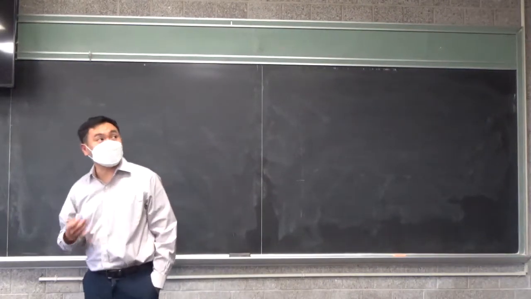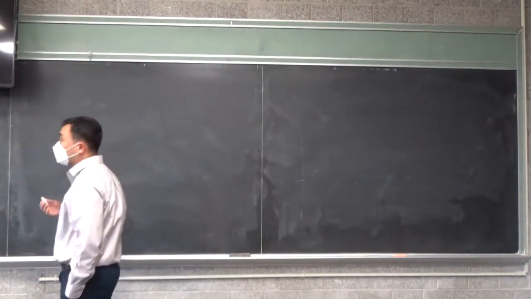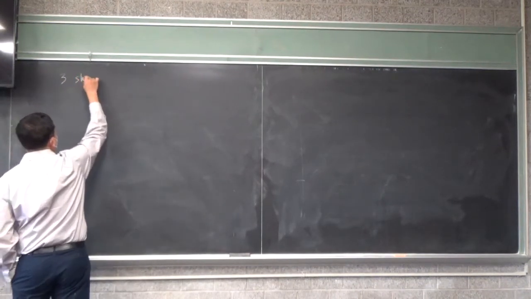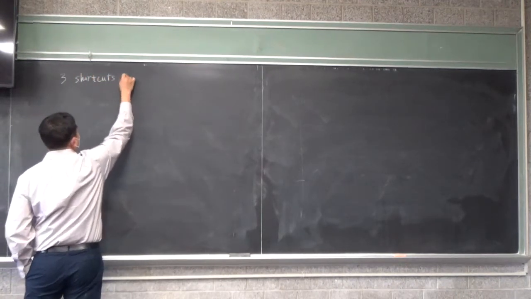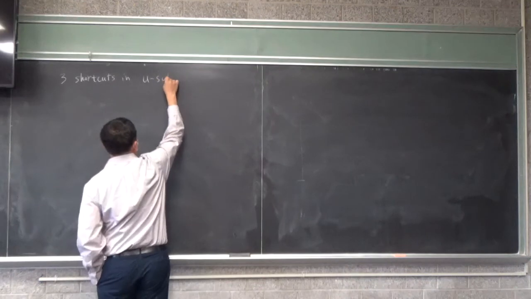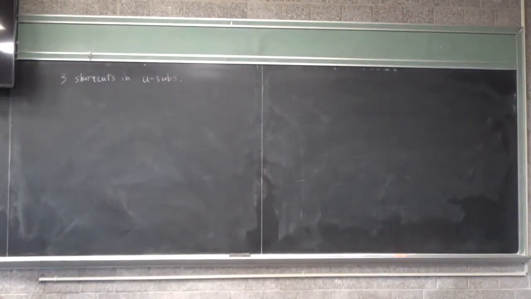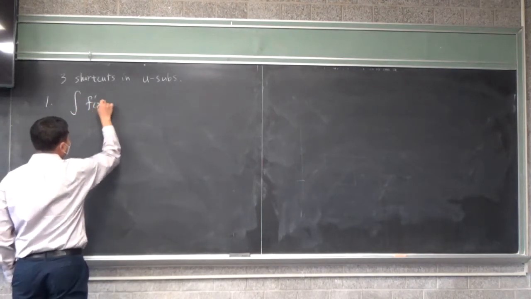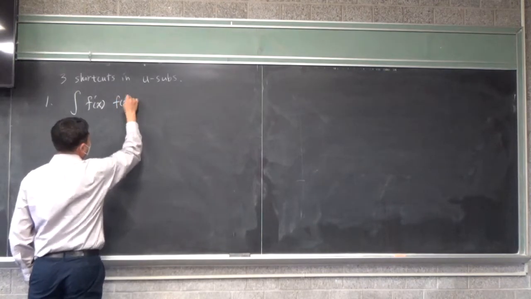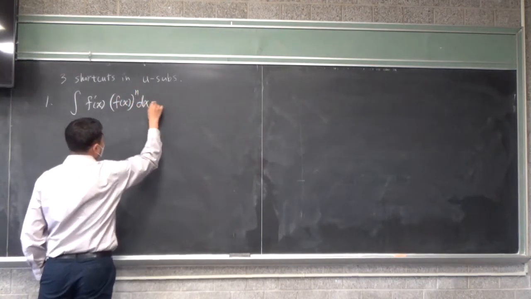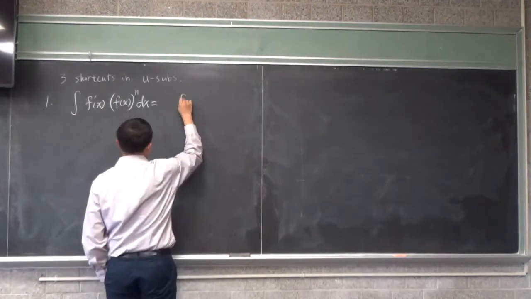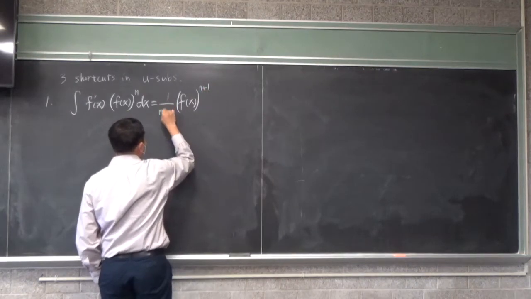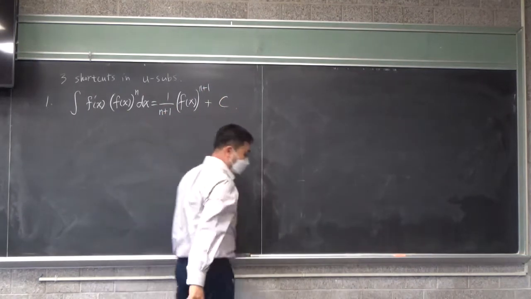Now, before we do the trigs, we're going to learn three kinds of shortcuts. So, three shortcuts in U-subs. And number one, the integral of f prime of x times f of x to the nth power dx is f of x to the n plus 1, times 1 over n plus 1, plus c.